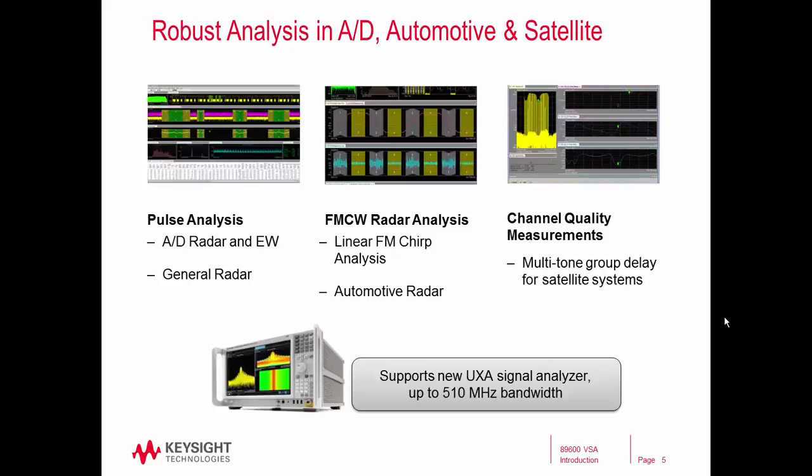We're also expanding the offering for aerospace and defense applications. In particular, we're offering new options for pulse analysis for radar and EW, a new option for FMCW radar analysis for automotive radar, and also channel quality measurements for multi-tone group delay, specifically for satellite systems. Of interest, in particular with these measurements, is the support of the new UXA signal analyzer from Keysight as a measurement front end for the VSA software. With the UXA, we can get up to 510 megahertz of analysis bandwidth for these measurements.